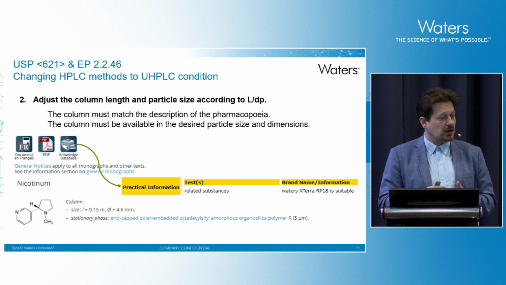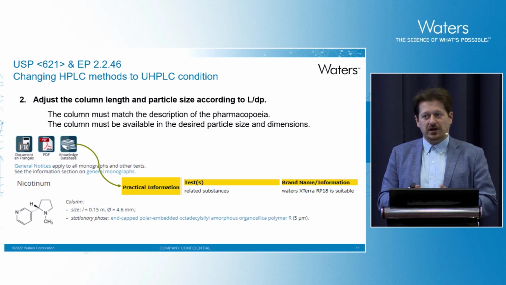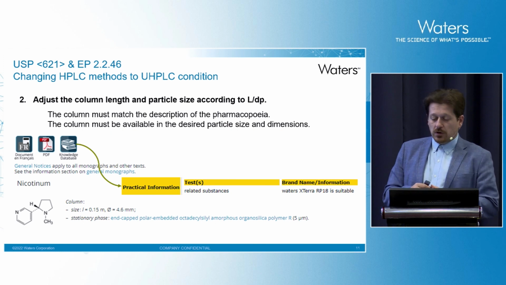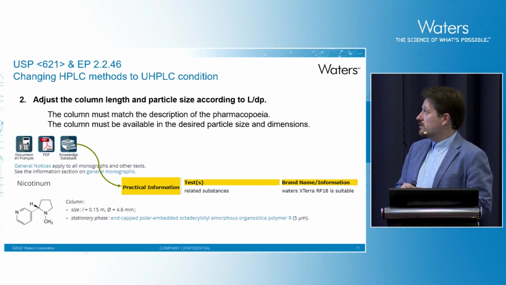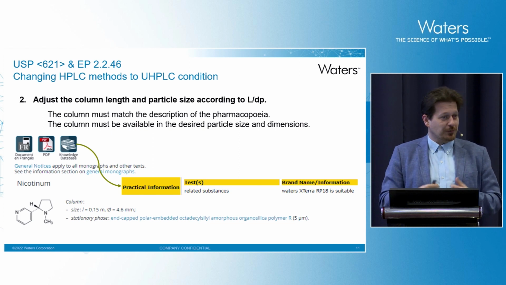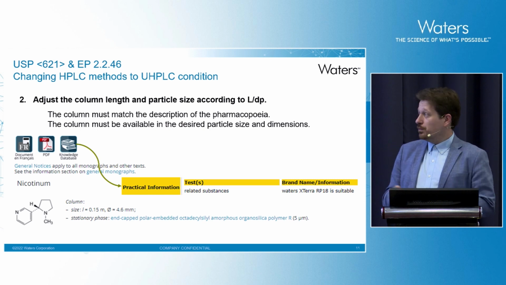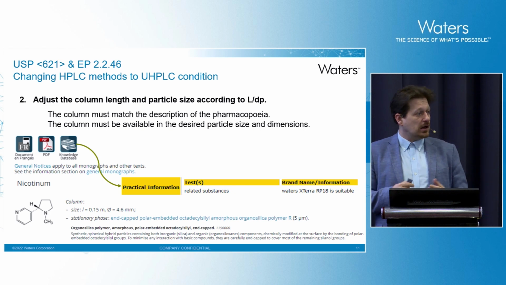Sometimes there are several columns mentioned. That doesn't necessarily mean that it was evaluated by them on all columns. Yeah, so they just give you suggestions. You're not bound to this. So it's of course nice to see here it's a Waters XTerra reverse phase C18 column, and I would like to sell it to you. But if there is a different one which matches the blue description on the bottom, the other column could work too.